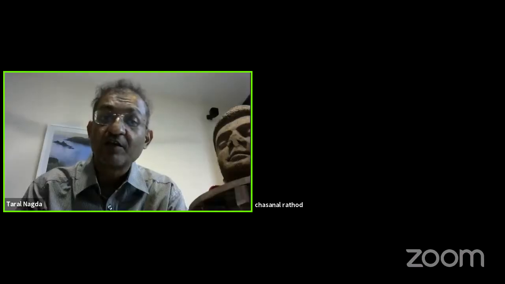And the play of these graphs with time at each joint, temporospatial parameters at each angle give you the complete picture of how the child is walking. So with this, I'm ending this talk and I hand over to Dr. Chasanal Rathod, who will tell you how you put all these 12 jigsaw puzzles together to make one complete picture which makes sense. Over to you, Chasanal.